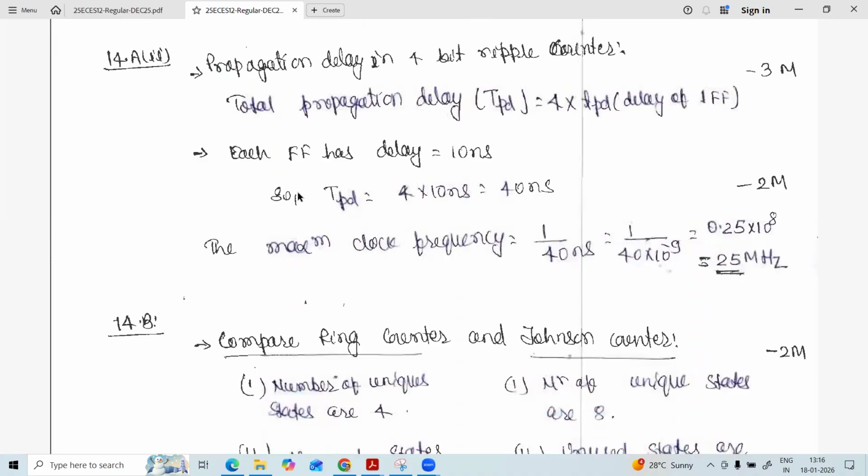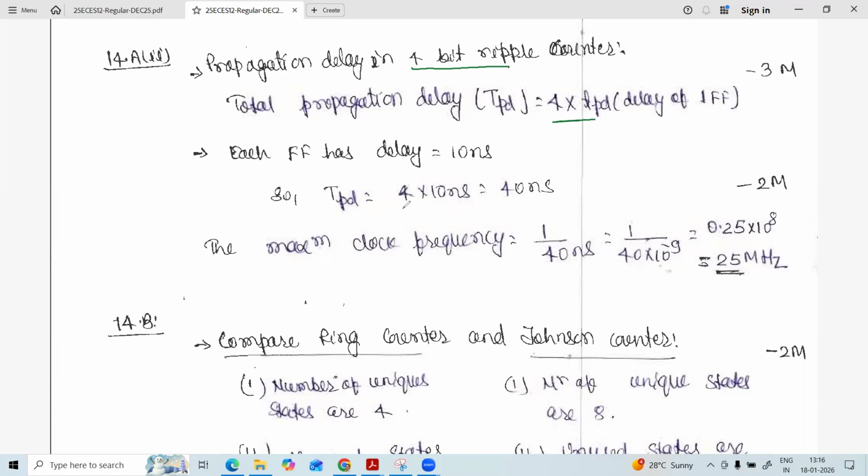Now, the second part: the propagation delay is given for one flip-flop. The total propagation delay is given as 4 times the delay of each flip-flop. Here we have a 4-bit ripple counter, so 4 flip-flops are required. So it is multiplied by 4 and the delay of one flip-flop.